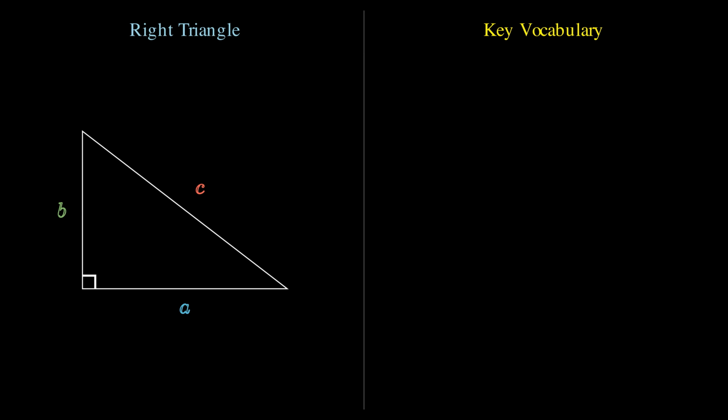What you see is a right triangle. A right triangle is a triangle that contains one right angle, which means an angle that measures 90 degrees. You can recognize the right angle because it is marked by a small square in the corner.